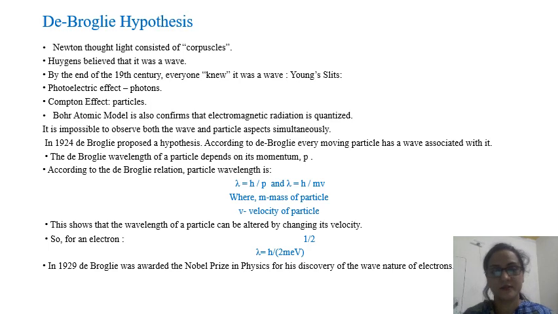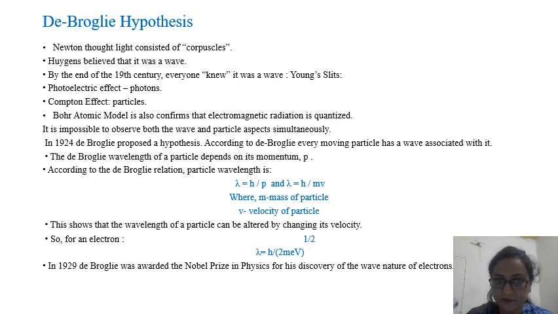Let's start. The next content of our module is the De Broglie hypothesis. Before understanding the De Broglie hypothesis, we focus on some points. First, Newton thought light consisted of corpuscles. Huygens believed that it was a wave. By the end of the 19th century, everyone knew it was a wave.